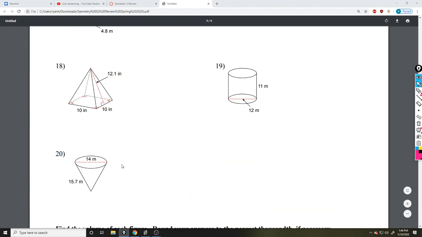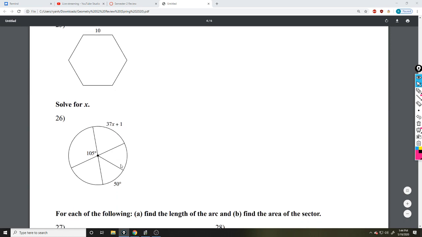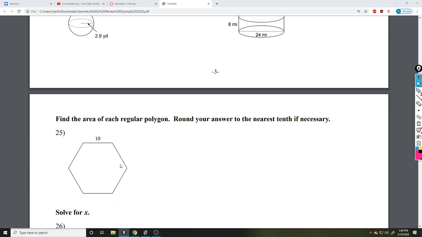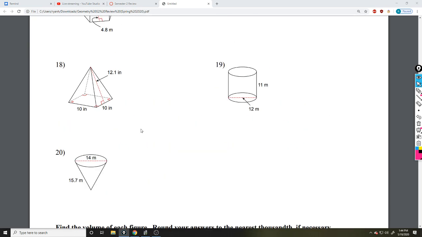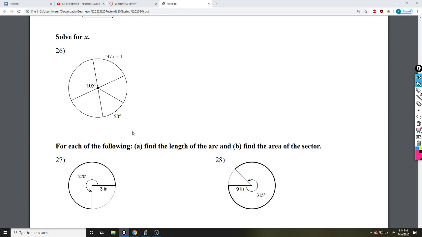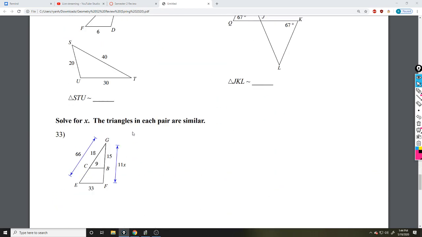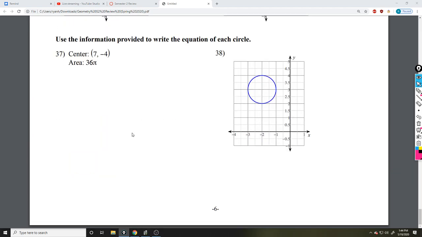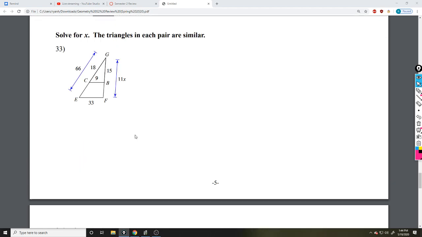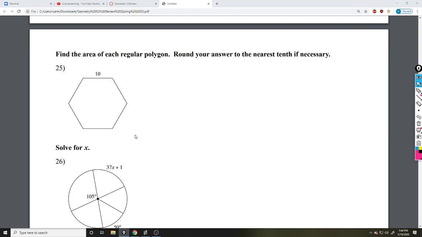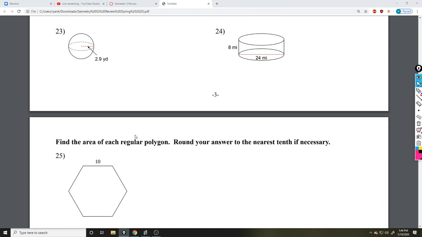Next, where are we? Oh, I want to jump down to 25 real quick. Before I do this page, I'm going to jump down to 25 real quick. How much do we have? Okay. Good. So I have an idea of about where we'll stop.